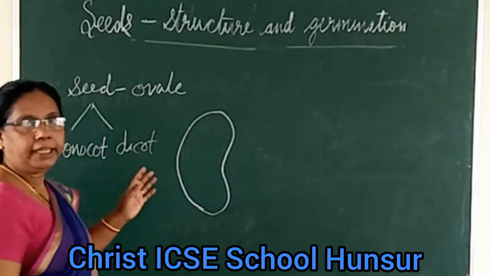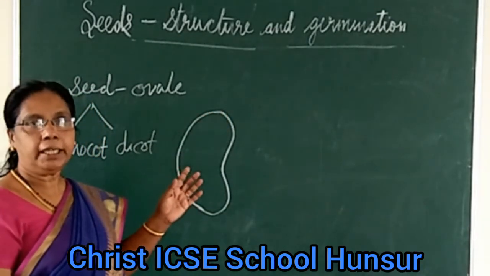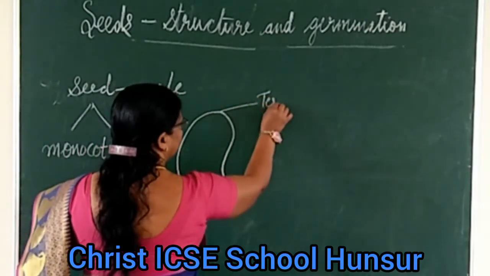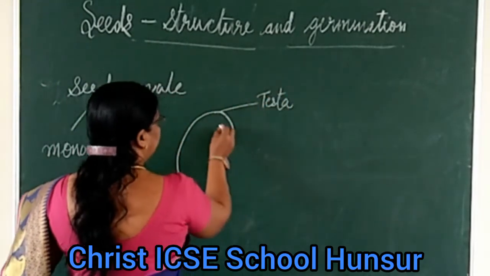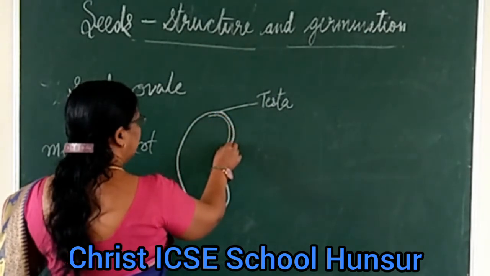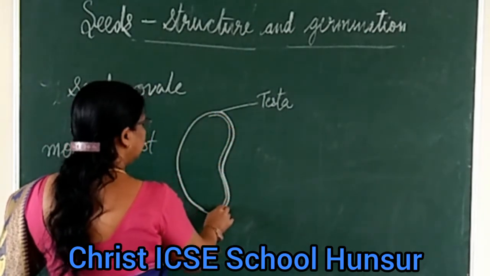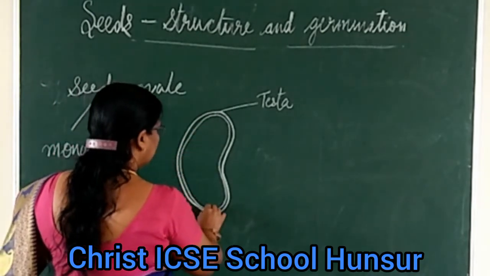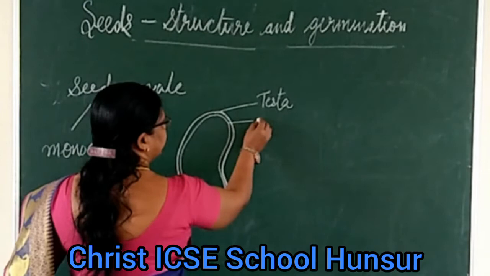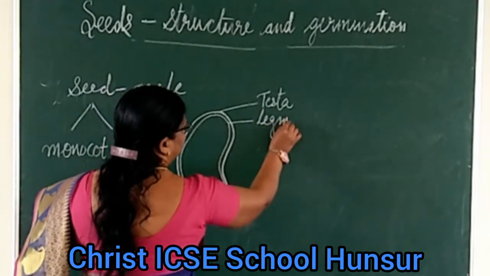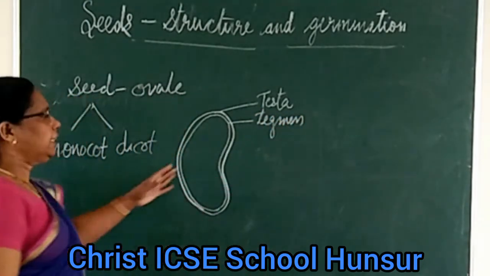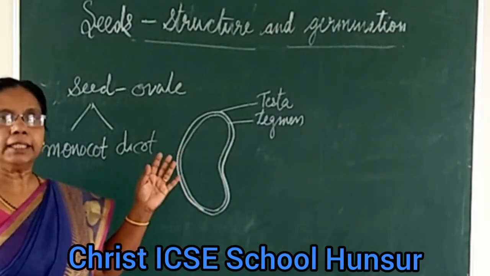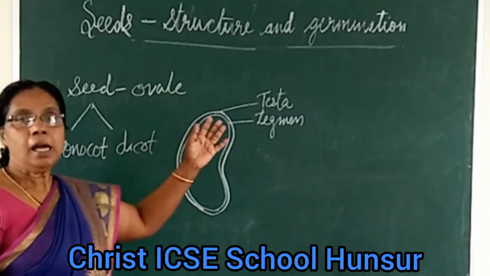Almost the shape of a kidney. It is the shape of a kidney, and you can see this is what is called the testa, and inside that is another layer like this, and this is called the tegmen. Both this testa and tegmen, what is the function? It protects the seed. Usually this is present on the outside.